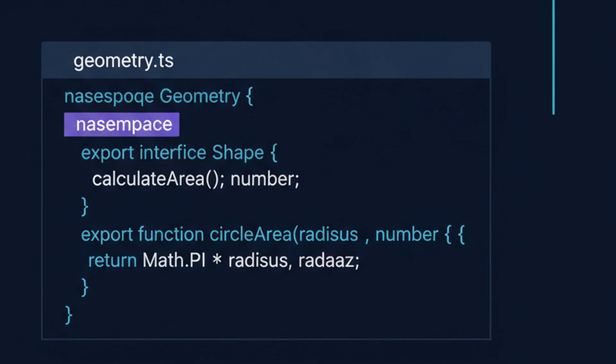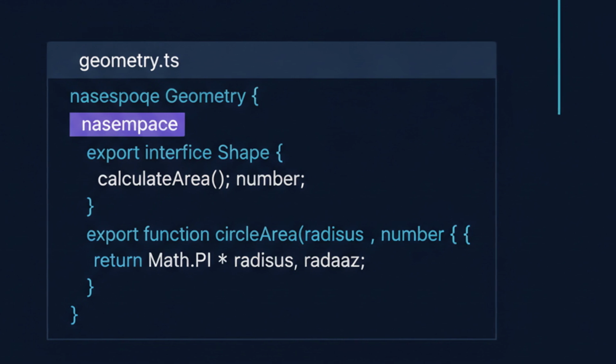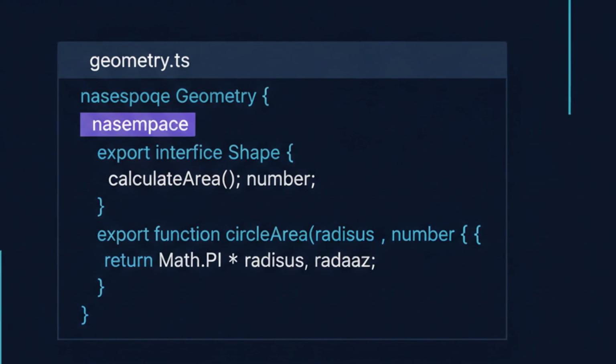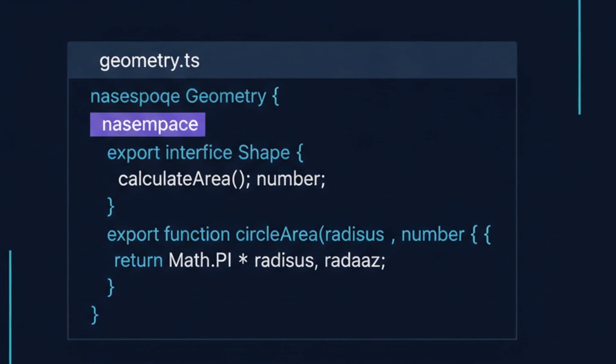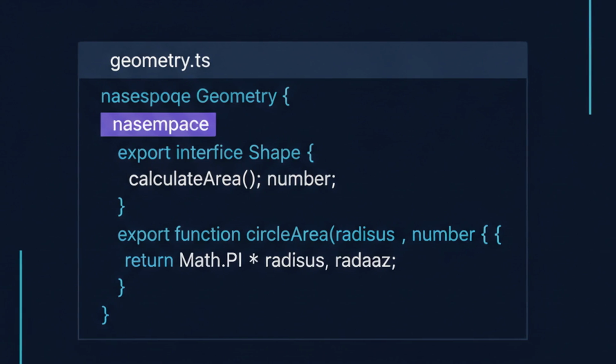Now the other half of this video, namespaces. Before ES modules existed, TypeScript had its own way to group code and avoid global name clashes called a namespace. It wraps related code under one name and you export members to expose them. It works without any module system at all.